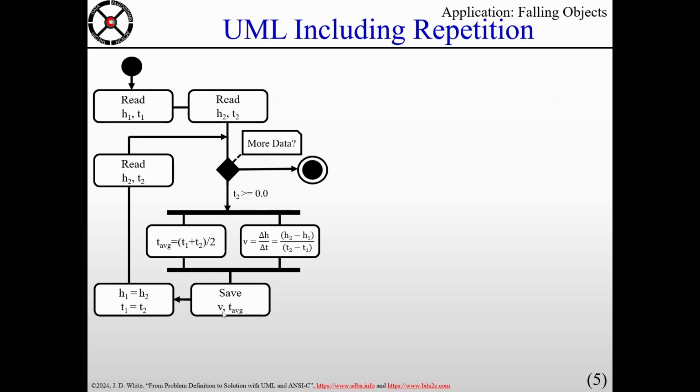We save V and T. The next time we run it, what's in H2 we'll put into H1. The previous time we'll put into T1. We'll read the next time from the file, and when we read that next time, we'll then check. If T2 is greater than or equal to 0, we need to keep going. If it's not, then we'll end. And we'll then save the velocity and the time, read the next line. Read the next height, store the previous height in H1, read the next height, come back into our loop.